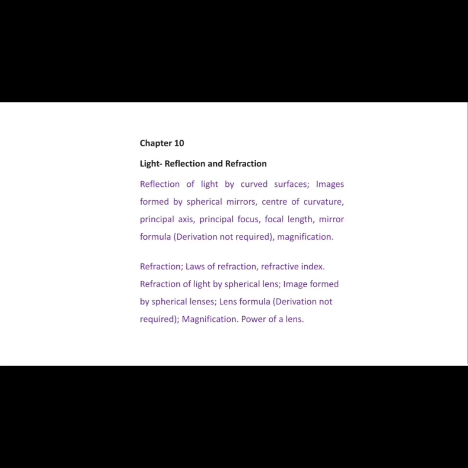Light, reflection and refraction. No topic is removed, so you have to cover all the topics in this chapter 10: reflection of light by curved surfaces, images formed by spherical mirrors, center of curvature, principal axis, principal focus, focal length, mirror formula, magnification. Refraction, laws of refraction, refractive index, refraction of light by spherical lens, image formed by spherical lenses, lens formula, magnification, power of a lens. So you have to cover all the topics in this chapter 10, light, reflection and refraction.